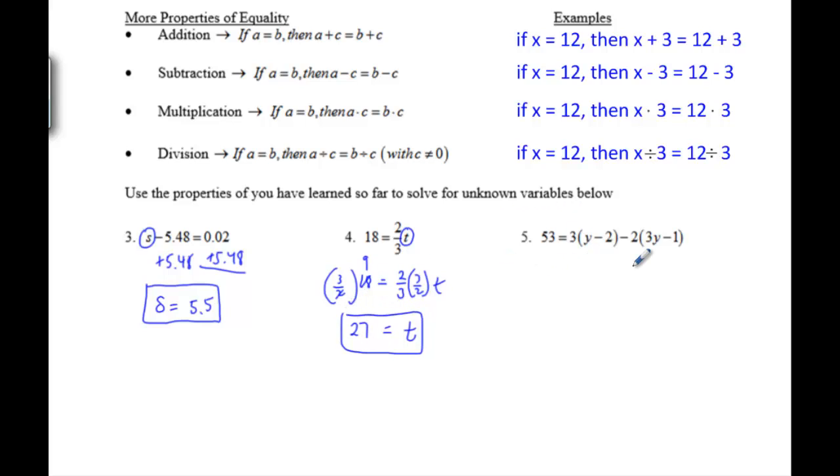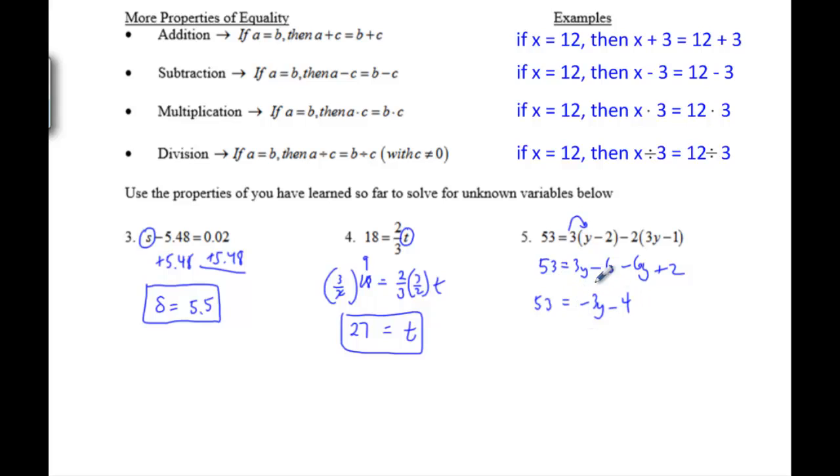And 5, we're going to have to get rid of the grouping symbols. In order to do that, yes, you guessed it. It's what property? Distributive property. So 53 equals 3y minus 6 minus 6y plus 2. Let's combine like terms on each side. There's only a 53 on this side. 3y minus 6y is negative 3y minus 4.